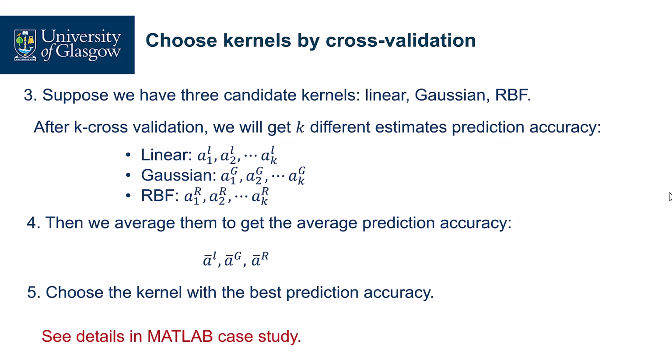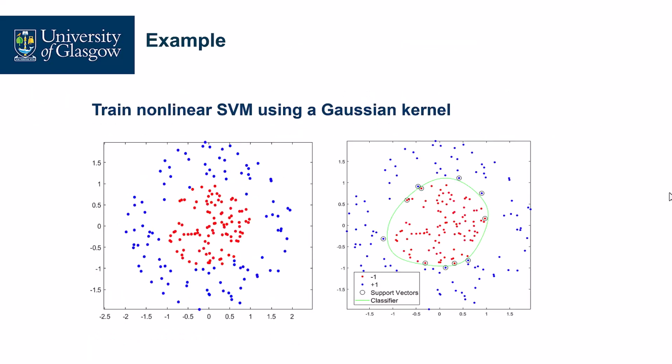Later in the MATLAB case study, you will see more details of how to select the kernels based on the cross-validation method. Here is an example where the data is clearly nonlinear, so we use a Gaussian kernel. As you can see, we can classify it quite well. We will see more details in the case study later.